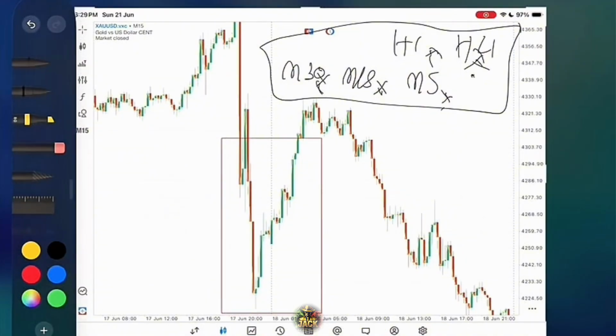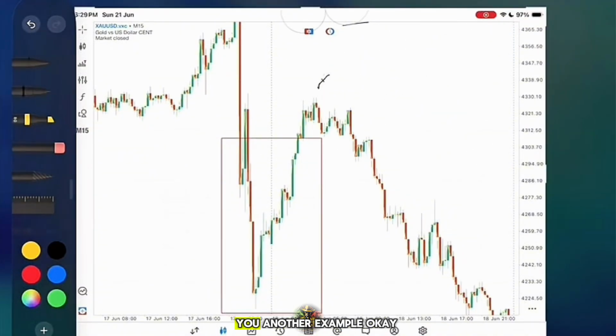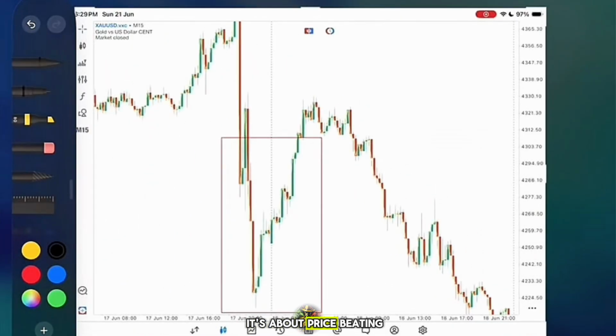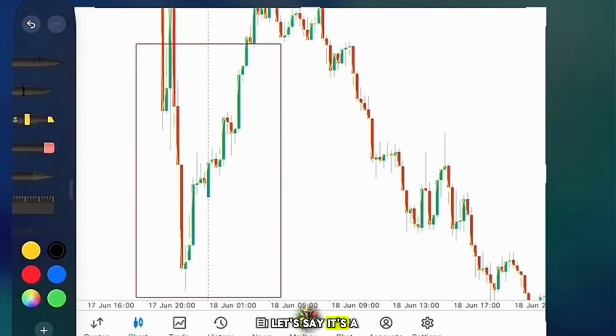Okay, now we show you another example. Okay, it's about price bidding. Let's say this is a buy volume, right? Price didn't come all the way here to break this volume. It just rejected from here, rejected from here, rejected from here. This already shows that price is interested to go up.